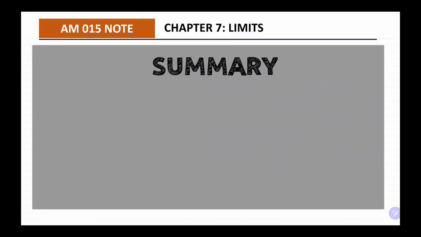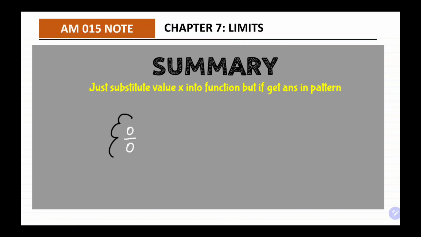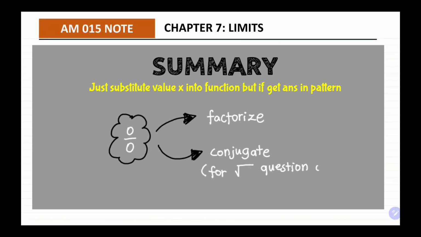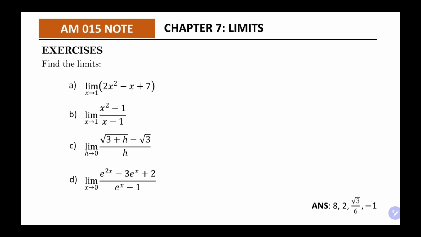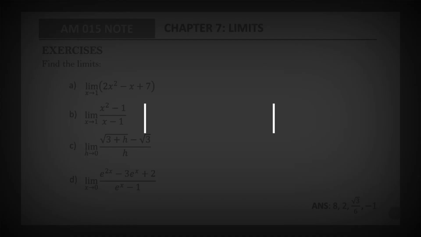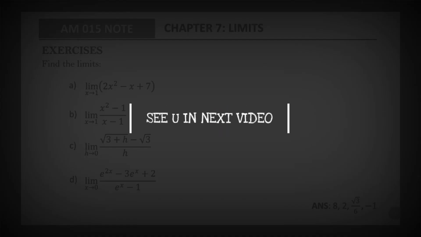So what you learned today: we just substitute the value of x into the function for limits. But if we get the answer 0 over 0, we need to use the factorization method or the conjugate method. This question is for your exercise. If you have any problem, you can ask your lecturer. Okay, so that's all for today. Thank you.